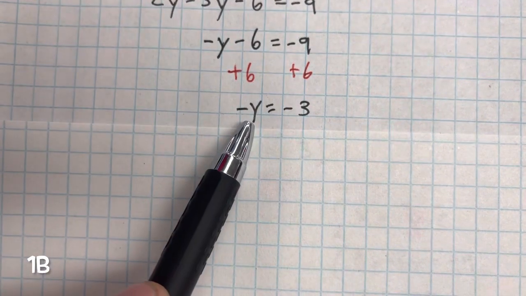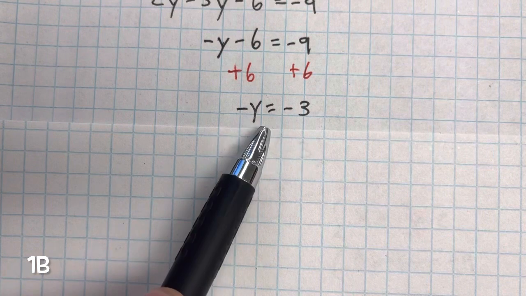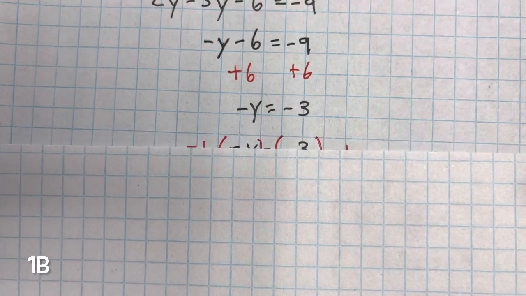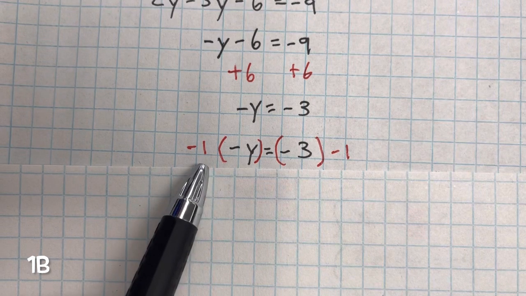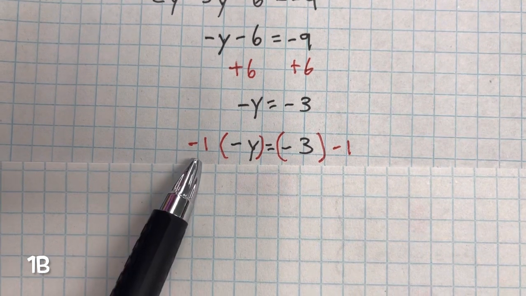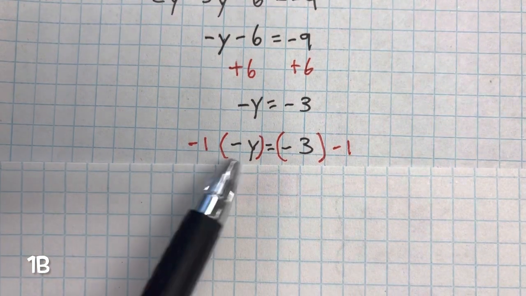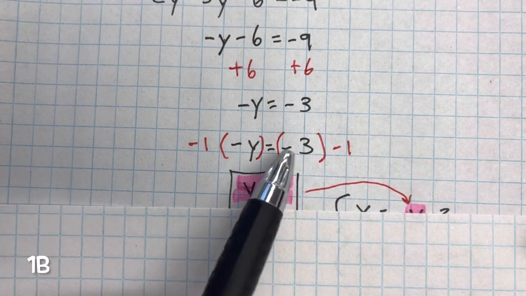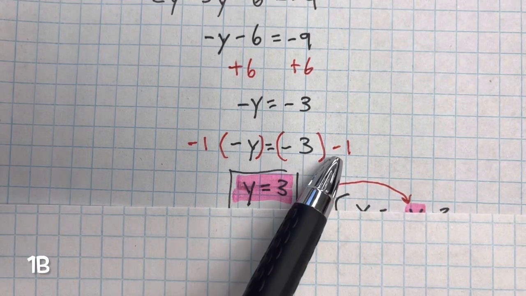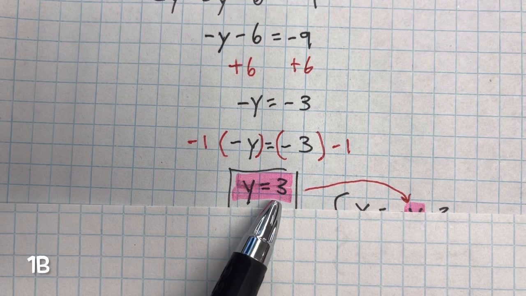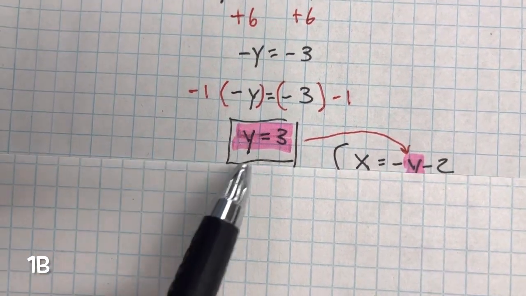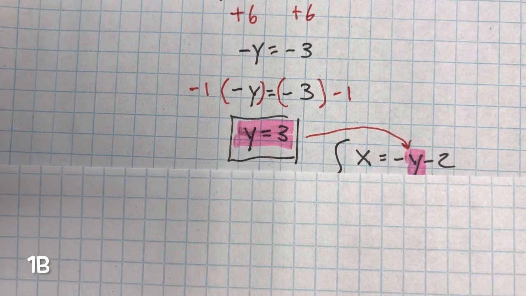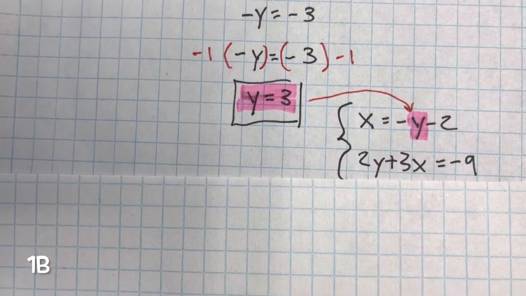And now I can simplify this by doing two things. I could divide both sides by negative 1, or I can multiply both sides of the equations by negative 1. And so negative 1 multiplied by negative y equals positive y. Negative 3 multiplied by negative 1 equals a positive 3. Now we have the value of y for our solution, and we need the value of x.